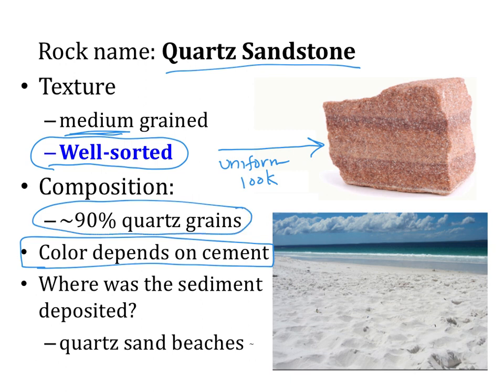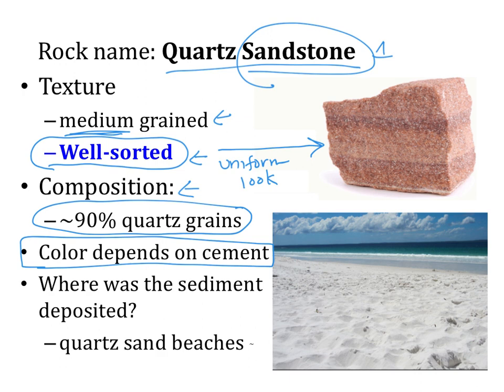So we have the texture, the size of the grain, the fact that it's sandstone as the primary reason we call it a quartz sandstone, right? This is how we categorize it using the grain size, medium grained. Then we have the sorting and the composition as the secondary characteristics for naming it.